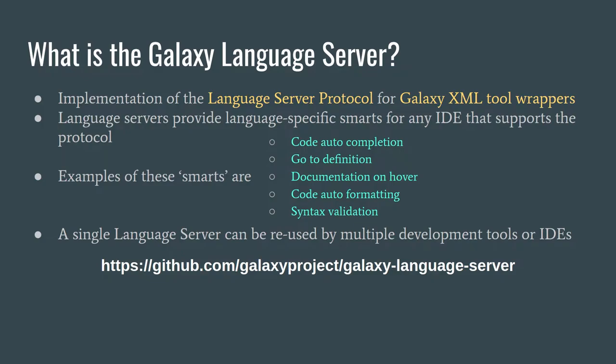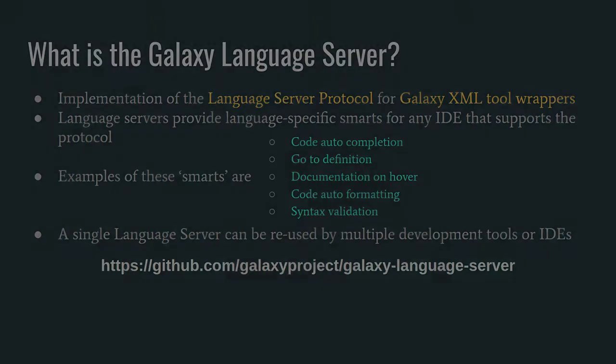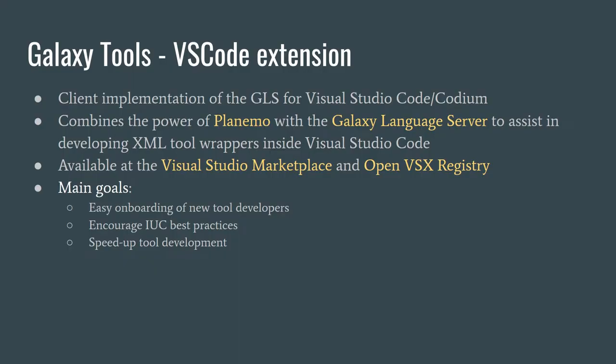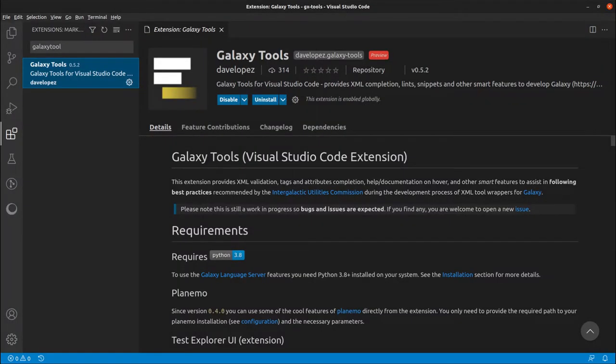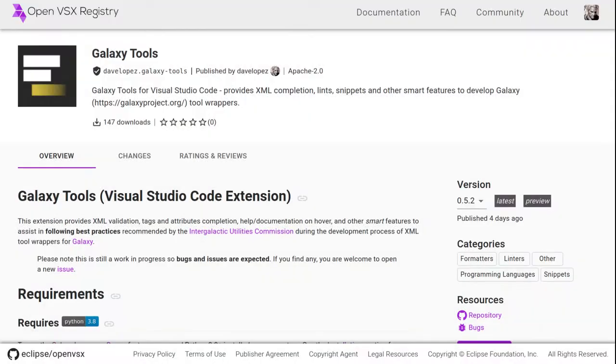Now that we have an idea of what the Galaxy Language Server is, let's see how we can use it. Galaxy Tools is the name of the Visual Studio Code extension that combines the power of Planemo with the Galaxy Language Server to lower the entry barrier for new tool developers and provide a speed boost for the more experienced ones. All of that while trying to focus on best practices recommended by the Intergalactic Utilities Commission. The extension can be installed in Visual Studio Code or Codium, and it's available at the OpenVSX registry and the official Visual Studio Code marketplace.